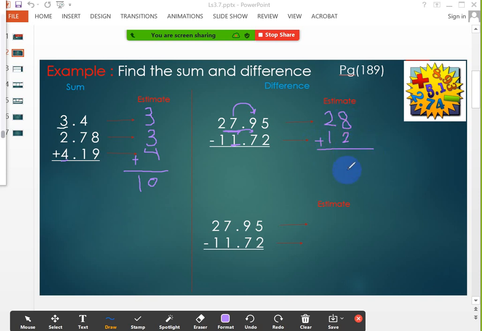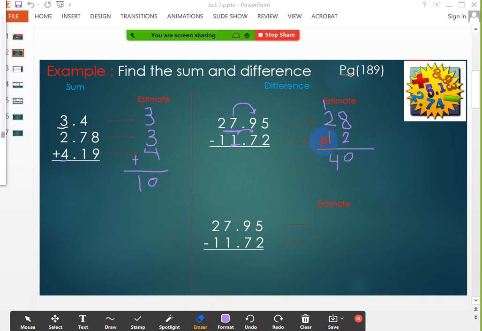Start with the ones. 8 plus 2 equals 10. So I will put 0 here and 1 above the tens. Okay, 1 plus 2 equals 3. 3 plus 1 equals 4. So the estimation here is 40. And if you add those numbers, the final answer will be close to, sorry, this is a minus.